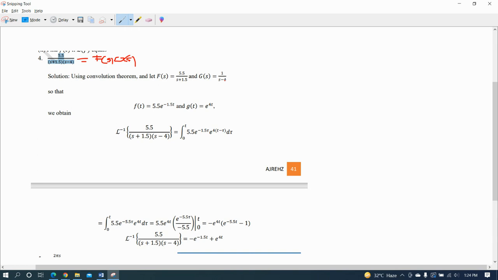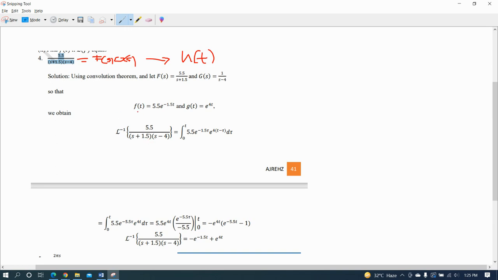So, ngayon, meron ka nang f of t at saka g of t. But of course, ang hinahanap natin is the h of t, guys, which is equal to the inverse Laplace transform of that one. So we have therefore, the inverse Laplace transform of f of s g of s, or that is h of t, is simply equal to the integral of f of tau g of t minus tau.